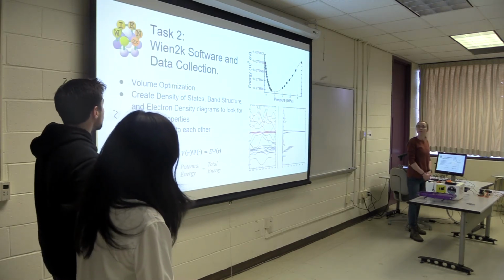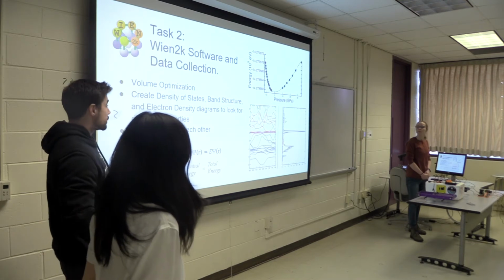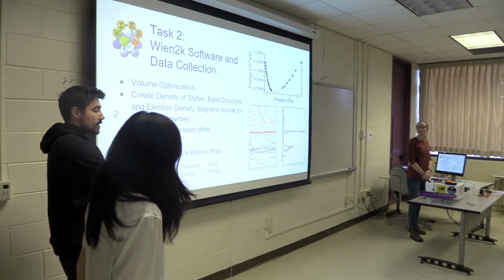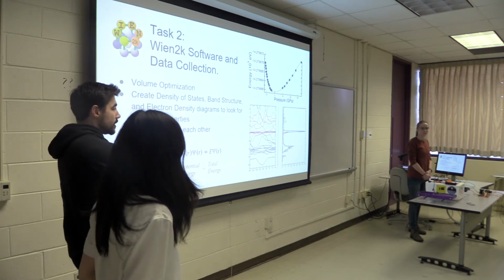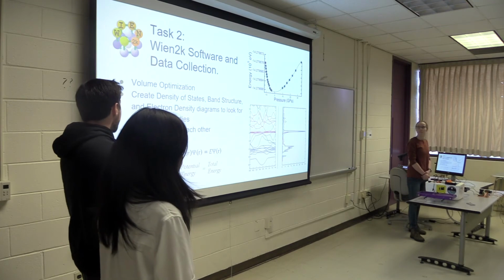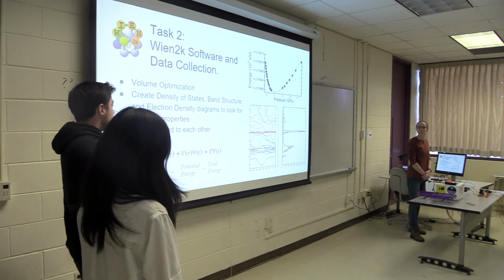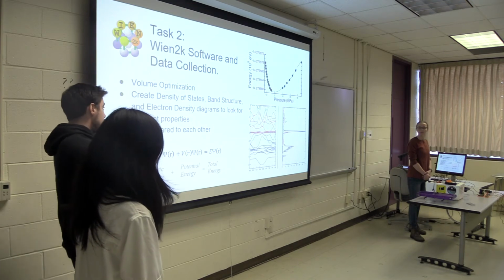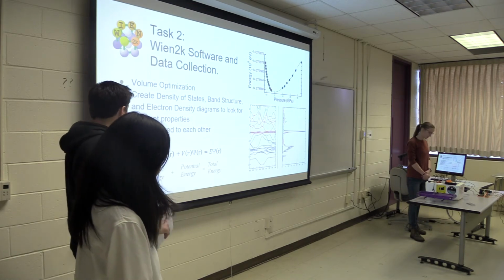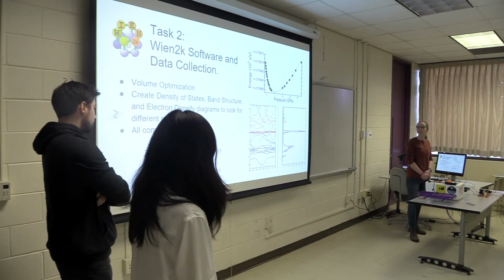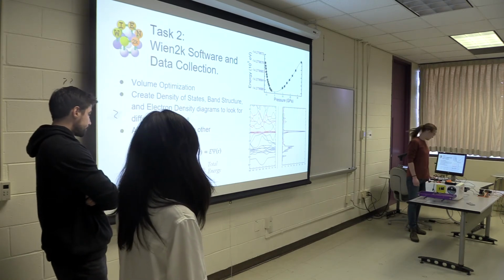So for task 2, what we did was we built our compounds and we sent them through the WIEN2k software. What the software actually does is it runs it through the Schrodinger equation in order to produce data for the different types of compounds. And then that data is sent to a graphing program where we actually build the graphs and are able to analyze what the graphs are telling us. So some of the graphs were volume optimization, density of states, band structure, electron density diagrams.